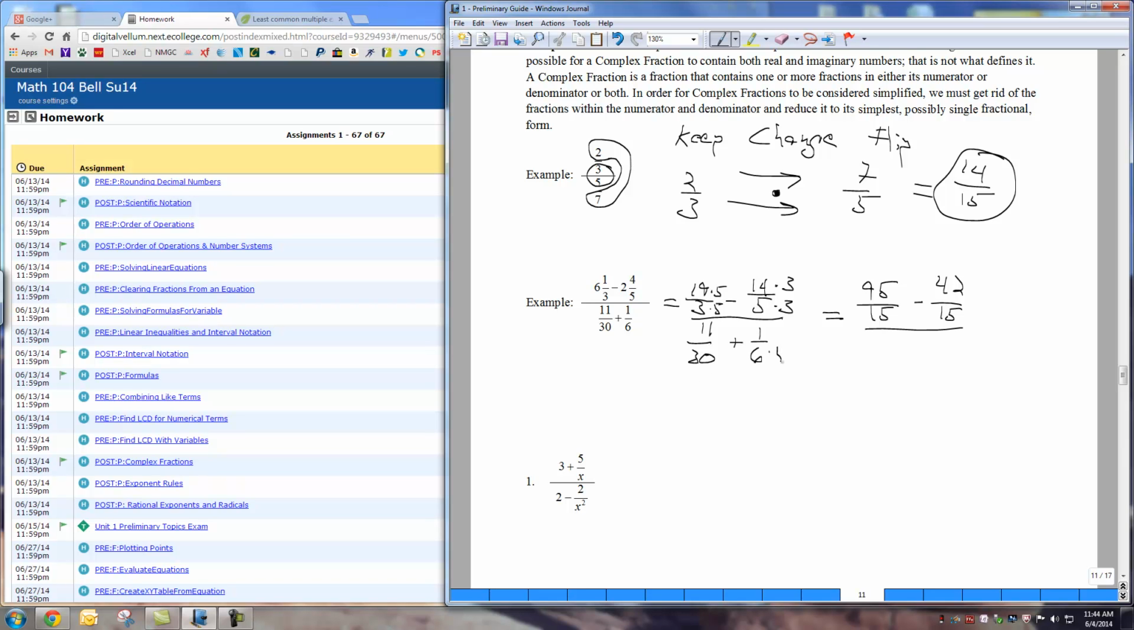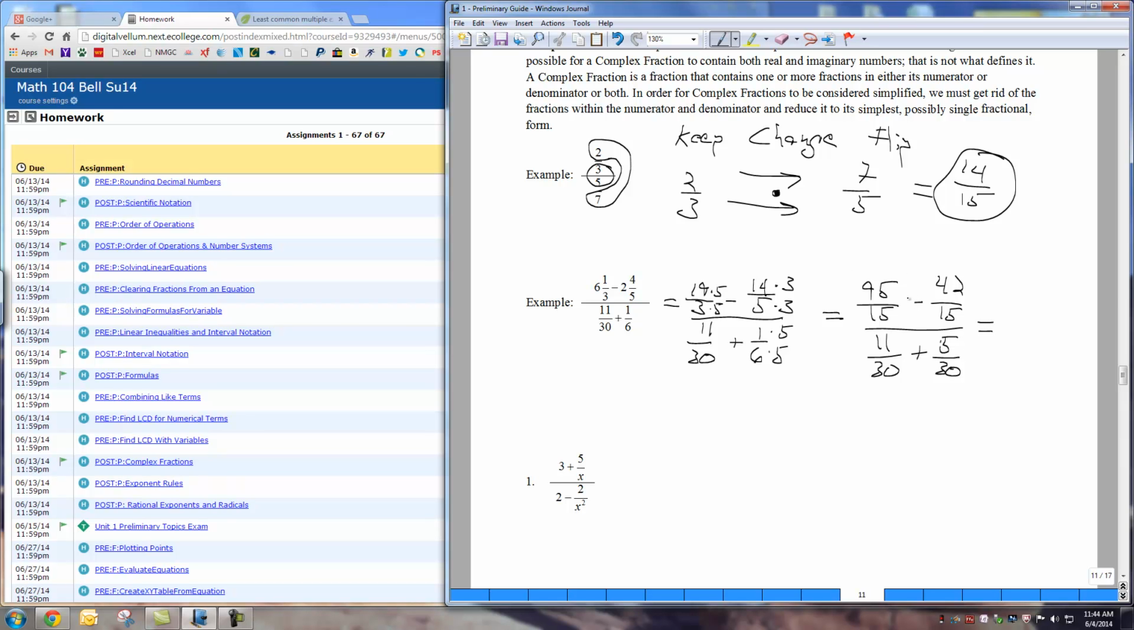I'm going to multiply this one by 5 on the bottom, so whatever I do to the bottom, I have to do to the top. So now I just have 11 30ths plus 1 times 5 is 5 30ths. Okay, now I can combine these fractions.